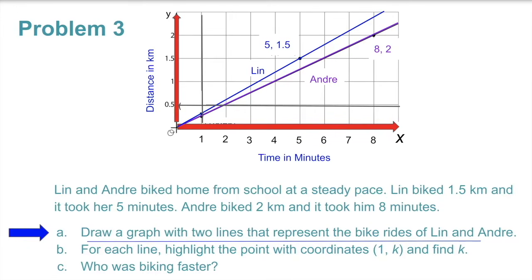Andre's information is graphed in purple. He's gone 2 kilometers in 8 minutes. Lynn's graph is marked in blue. She's gone 1 5/10 kilometers in 5 minutes.